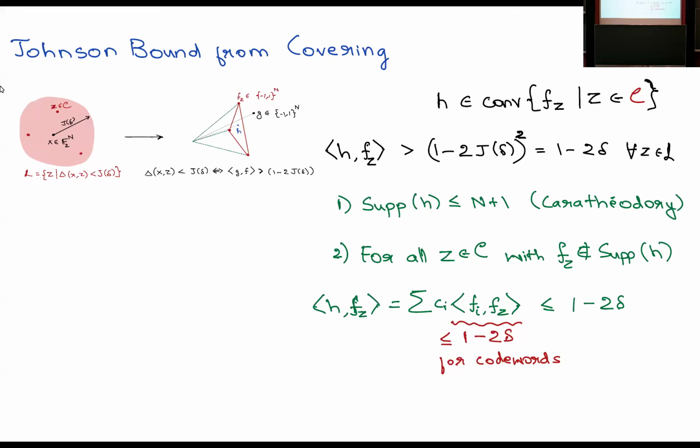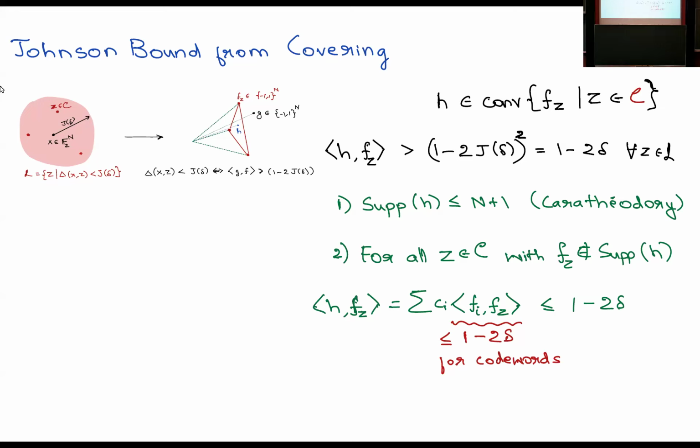Why? Let's say we take some f which is not in the support. Let's take the inner product. H is a convex combination, so let's write this inner product as a convex combination of these inner products. f is not in the support, so it's always different from each of these f_i's. 2 different code words always have small inner product because of the distance of the code. So this is always smaller than 1 minus 2 delta. And so anything not in the support has a small inner product with H, but we assume that anything in the list has a large inner product with H. So the list has to be small.